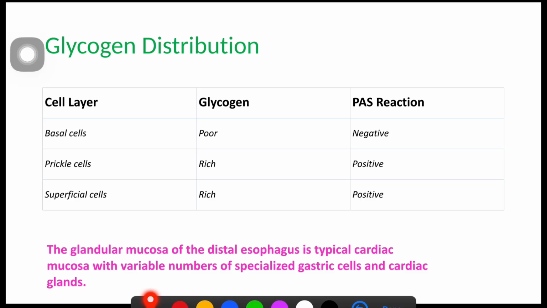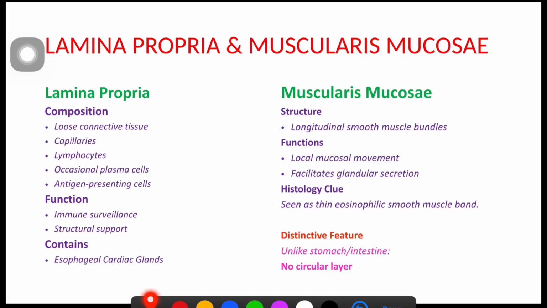We have already seen the PAS reaction. Again, as a revision, basal cells are glycogen poor in nature and PAS negative, but the prickle and superficial cells are PAS positive. The glandular mucosa of the distal esophagus is typically cardiac mucosa with a variable number of specialized gastric cells and cardiac glands. We will discuss these glands in the next slides.